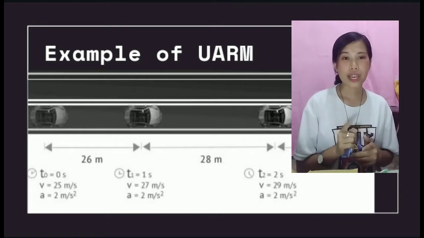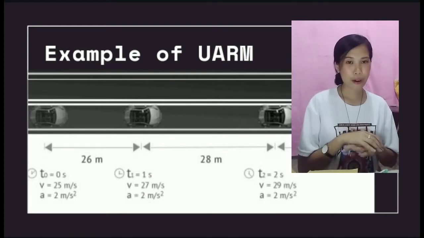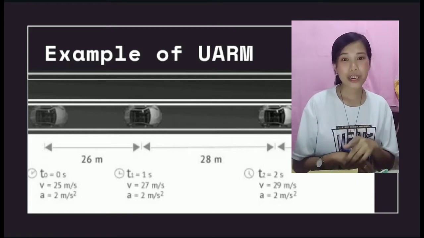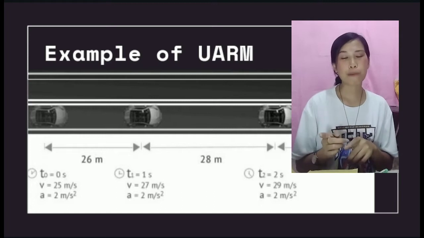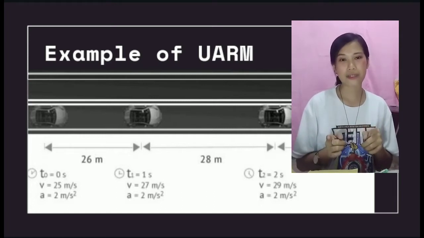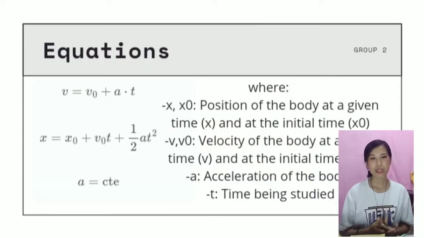Also, notice that although colloquially we make a distinction between an accelerating and a braking body, from the point of view of physics, both are uniformly accelerated rectilinear motion. The difference is that while one has positive acceleration, the other one has negative acceleration. So, let's proceed. We have here the equations.